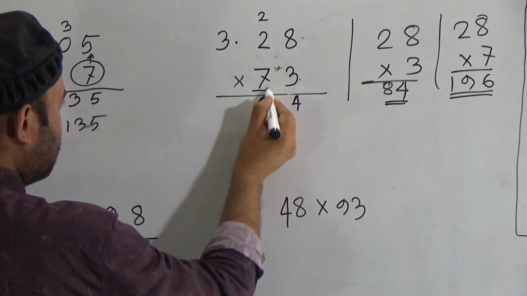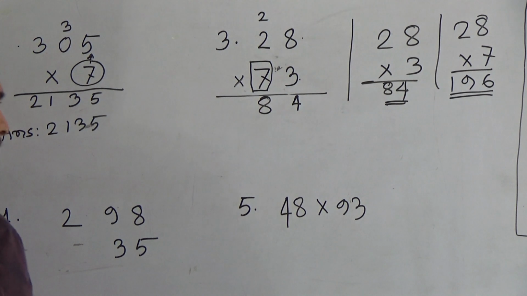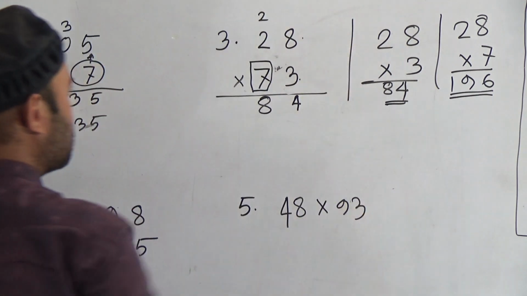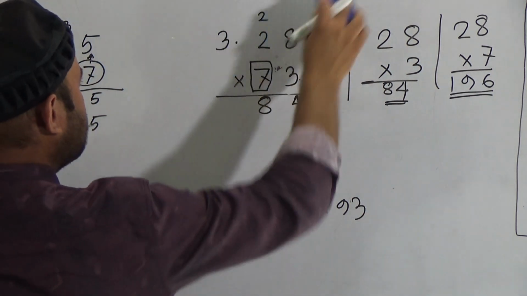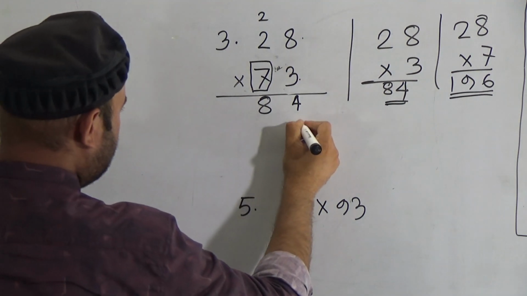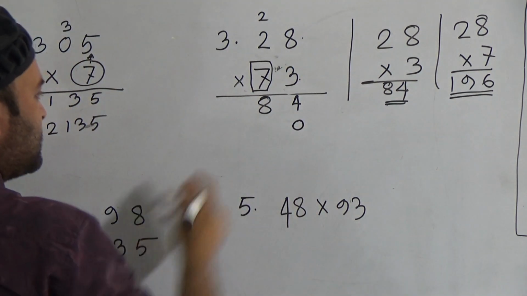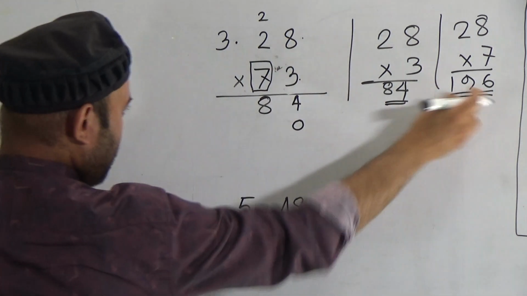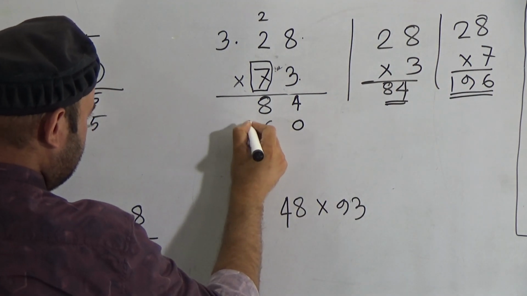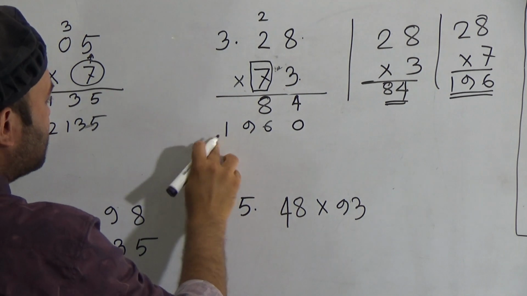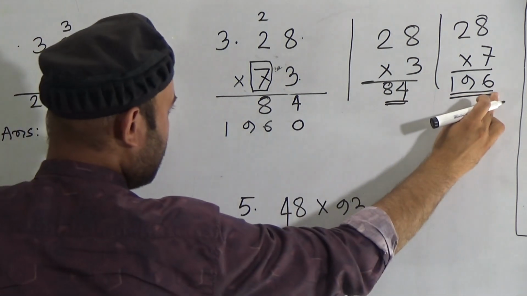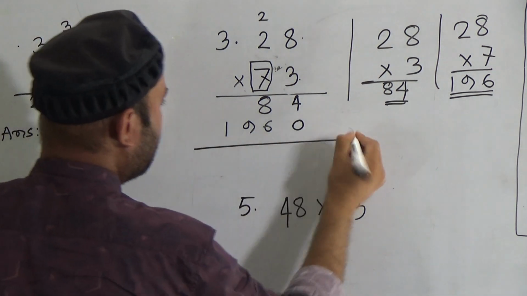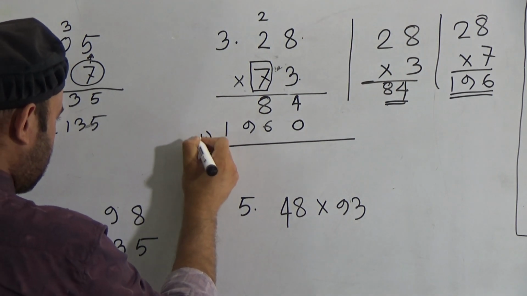Look my dear students, this is 7, which is the tens place value. That means tens place means multiply by 10. Since multiply by 10, you have to use 0 here, and the answer will be 10 times of this one. So here the answer will be 6, 9 and 1, 1960, which is 10 times of 196. Now again draw a line and use the addition symbol here.